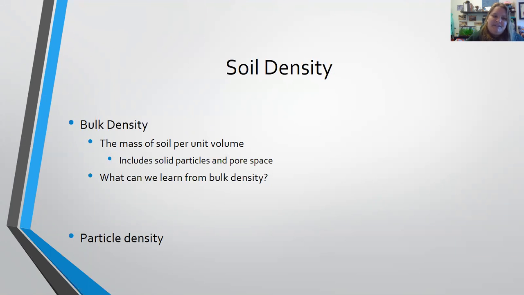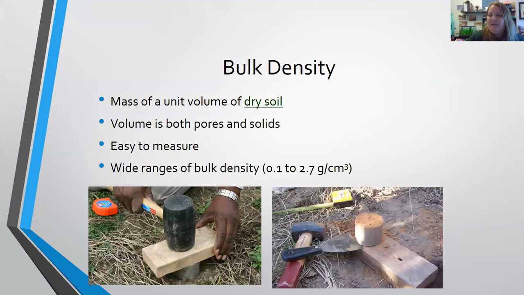After we talk about bulk density, we'll move into particle density, but that is looking at the amount or the mass of soil solids in a volume and only looking at the solids. But again, we'll talk about that in a little bit.